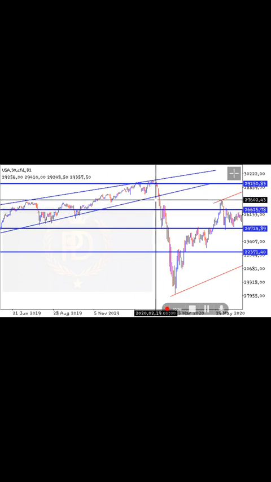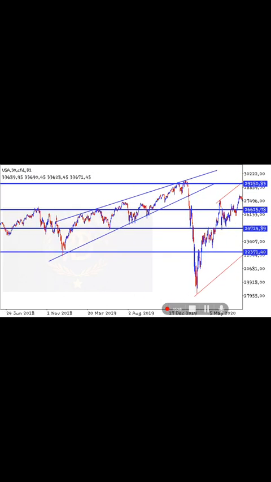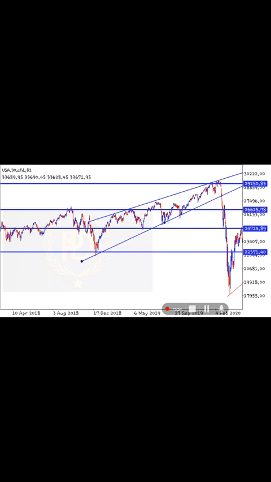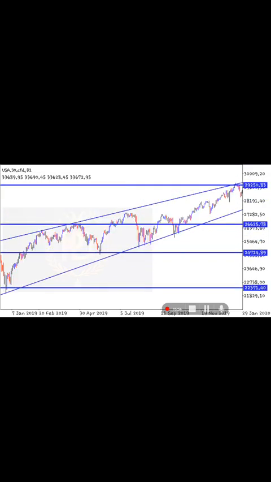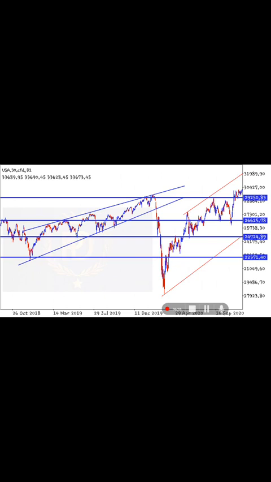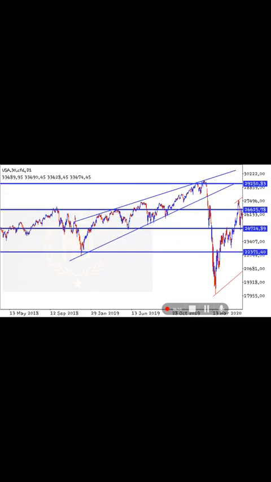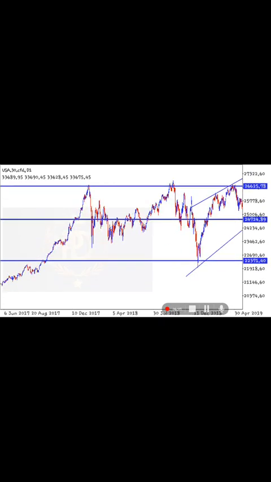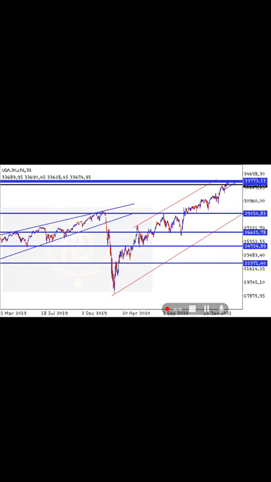You understand, guys? So basically, I'm just trying to show you how easy it is to use your line charts and your candlestick charts to plot these trend lines, these zones, these ranging markets and everything. You understand? So let me just show you another example.